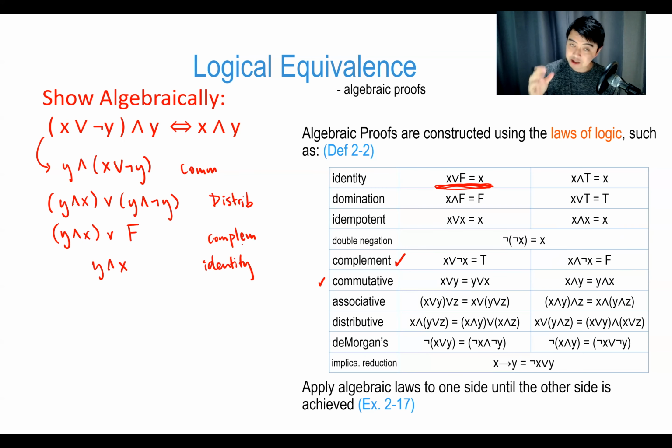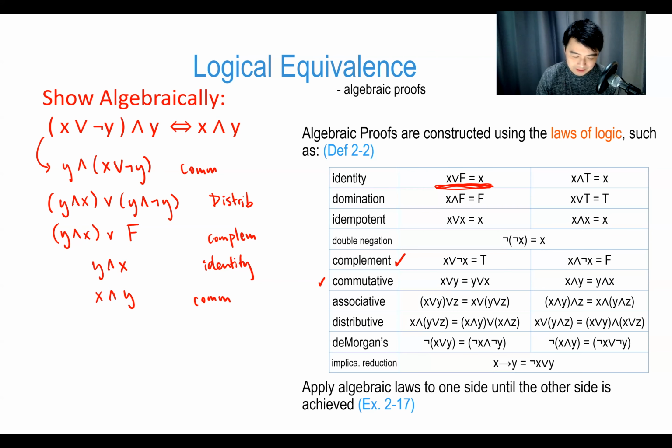So again, imagine this bracket y and x as one term. So we have A or false is going to give me A, right? Okay, the final thing I need to do is match the right-hand side. So I'm just going to turn this into x and y, which is from the commutative law. The commutative law says I can switch the order of the two. And now I find that the right-hand side is equal to the left-hand side.